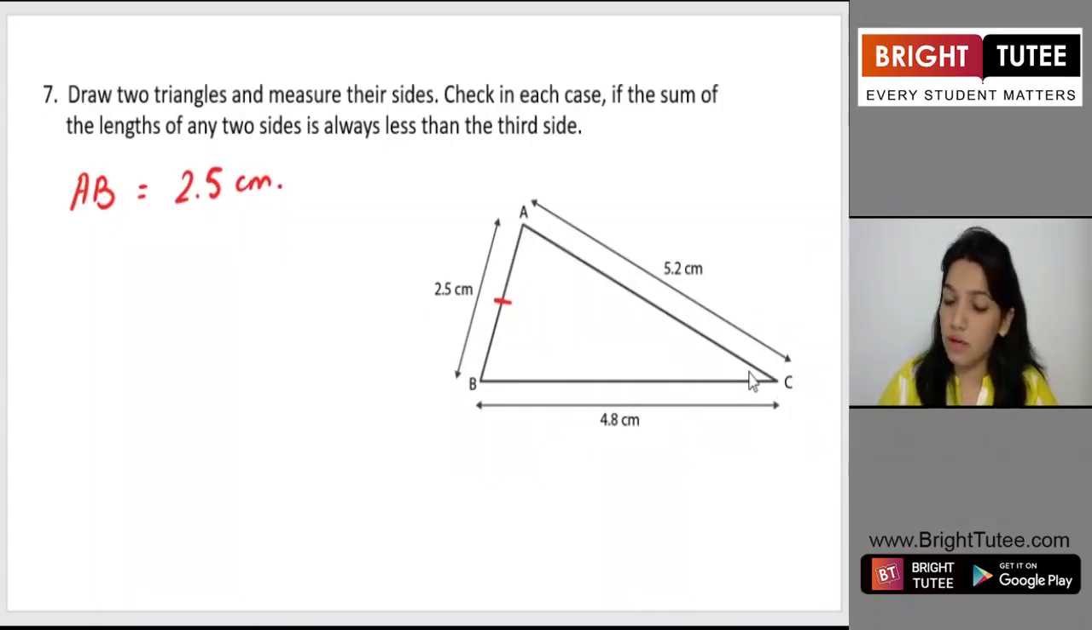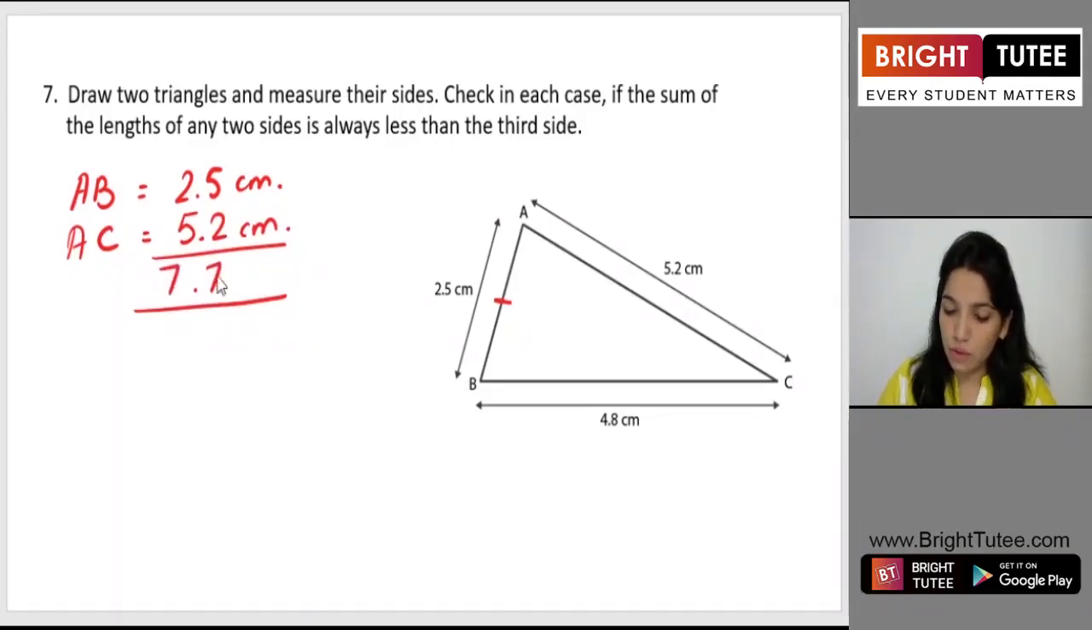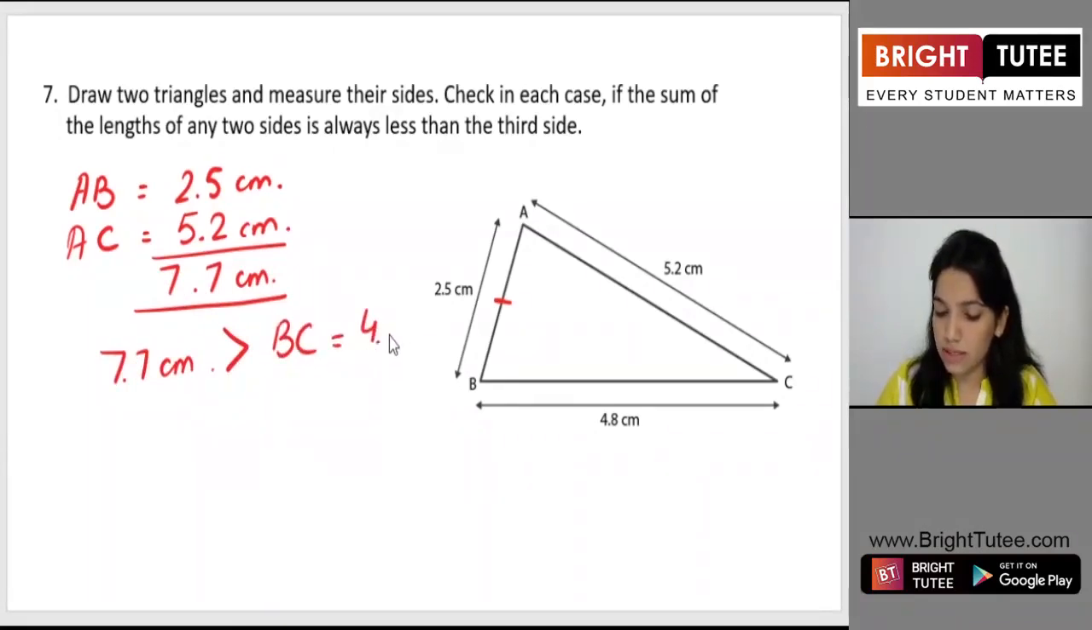Already I have been given the lengths. Here AB is 2.5, BC is 4.8 and AC is 5.2. So AC is already the biggest one. So now let us add the biggest one to the smallest one to check whether we are going to verify the question or not. So let us add AC to AB. So adding 5.2 centimeters. So if we add them together, what do we get? We get 7.7 centimeters. And this 7.7 centimeters is greater than BC, which is equal to 4.8 centimeters.